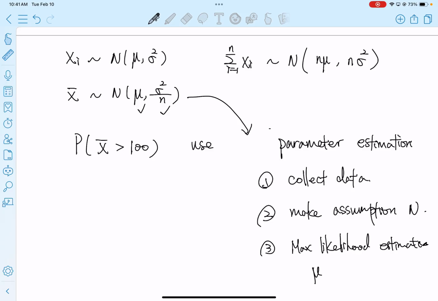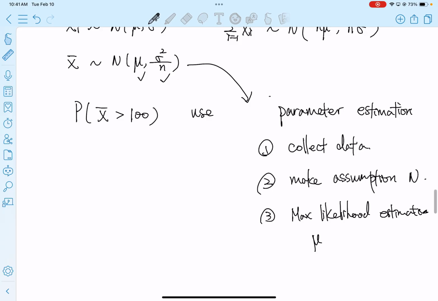So in this case, you might assume that this is normal. Then you will need to calculate from the data what is your mu and sigma square. Once you know the mu and sigma square, then you can use them for some downstream analysis. Something like that. So that will be the procedure.